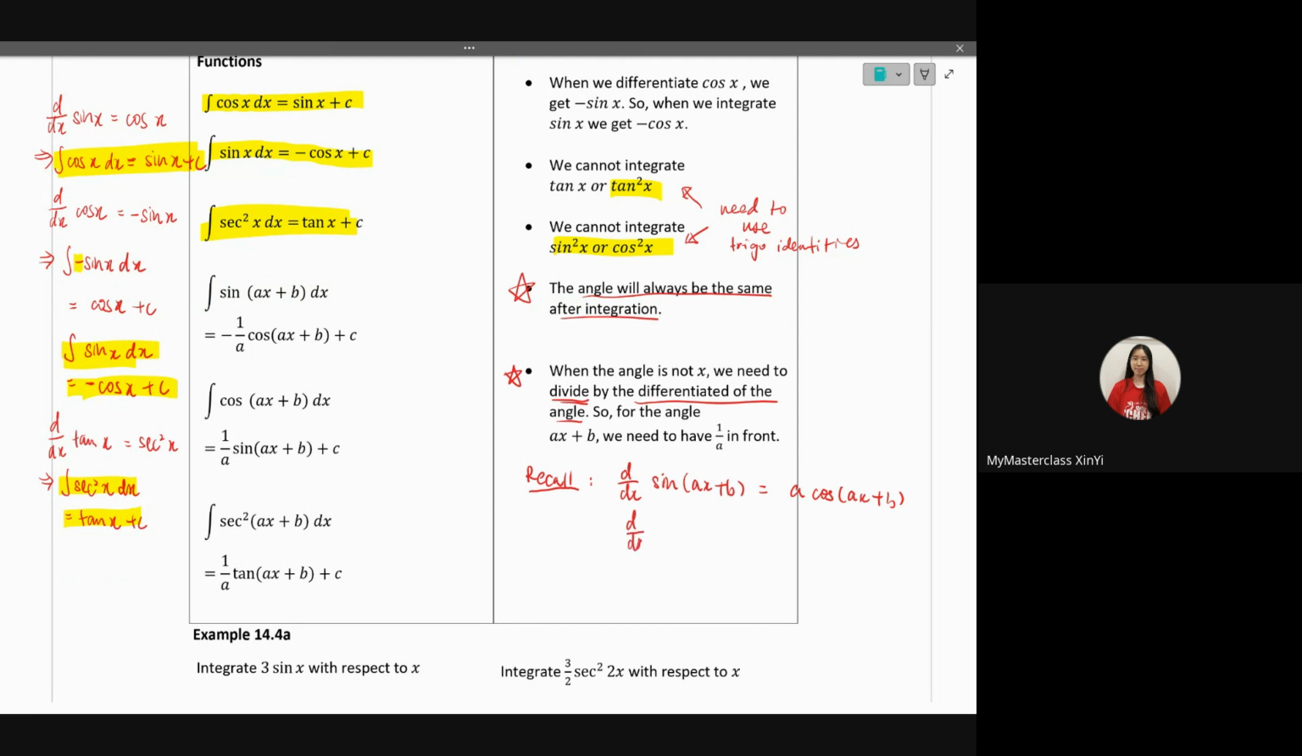Same thing when I differentiate cosine ax plus b, I actually get negative a times sine ax plus b.